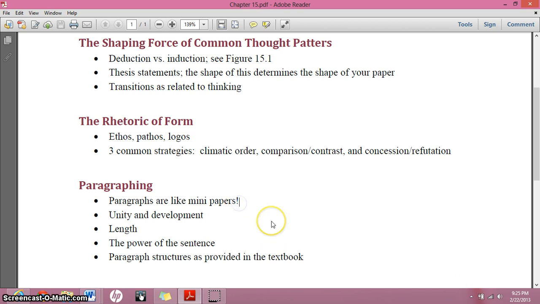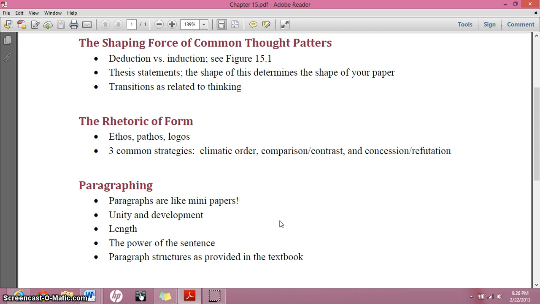And I love that the textbook describes your paragraphs as mini papers, because essentially they are. You should have a topic sentence in each of your body paragraphs that includes a transition, because that transition helps with your logic and your thinking, like we've already talked about. Your topic sentence says what the paragraph's about. You then develop that topic sentence through examples and support. That's kind of like your body paragraphs in your whole paper. And then in your final sentence or sentences, you draw it together, you make a strong point, and then you transition into the next point, essentially.